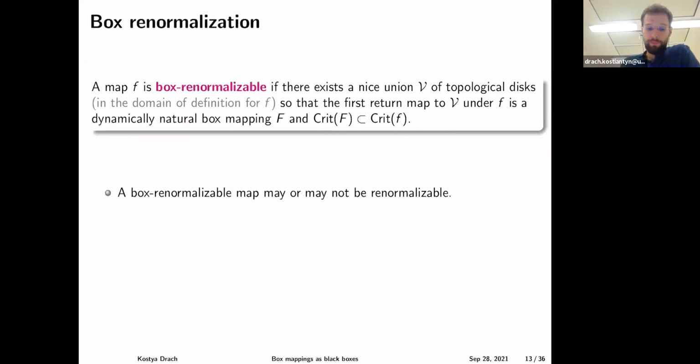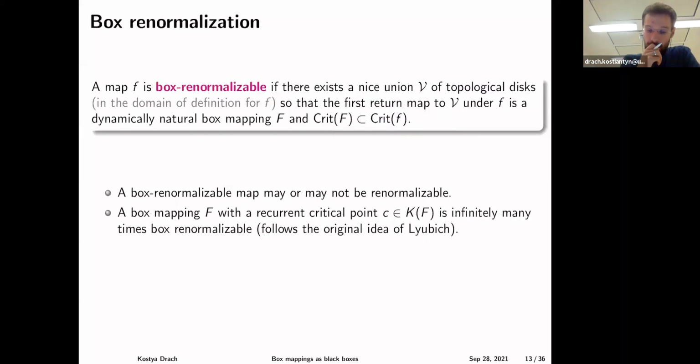Okay, a couple of remarks. A box renormalizable map may or may not be renormalizable. And a box mapping F with a recurrent critical point is actually infinitely many times box renormalizable. This essentially follows the motivation and ideas from Lyubich from the early 90s, which says that we can be non-renormalizable in the sense of Douady and Hubbard, but we can be infinitely many times renormalizable in this generalized sense.